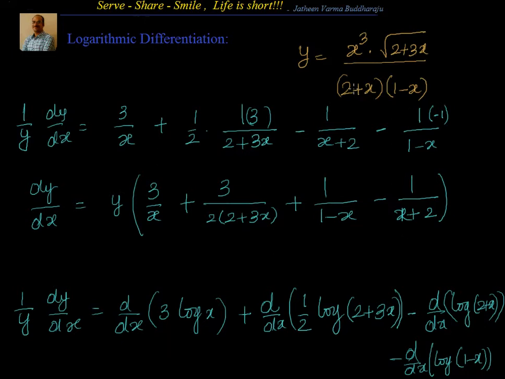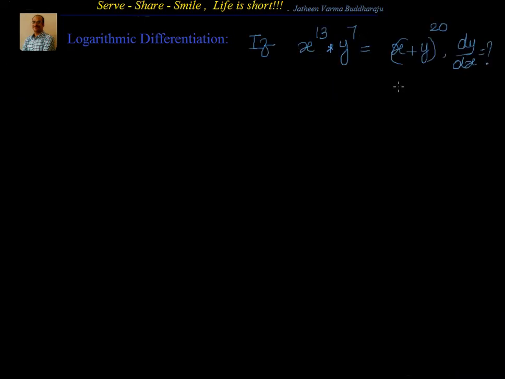So you can see how logarithms made it very easy for you. Without logarithms, doing this by u by v, I am certainly sure that you have to do it at least 2 times to get it exactly right. But logarithms make it so easy for us. So let's look at one more type of logarithmic differentiation example.